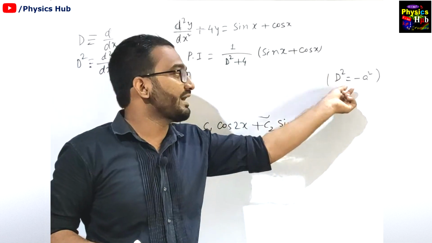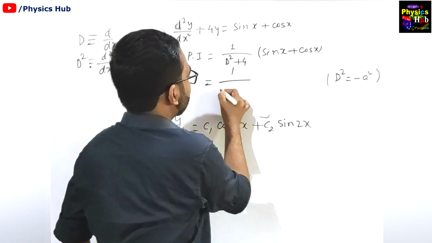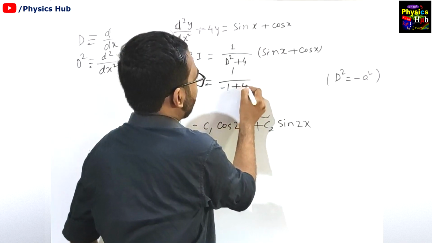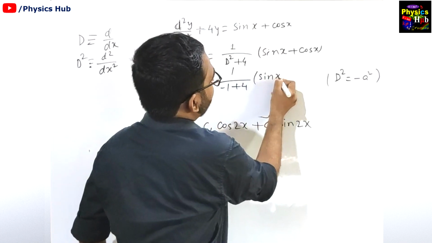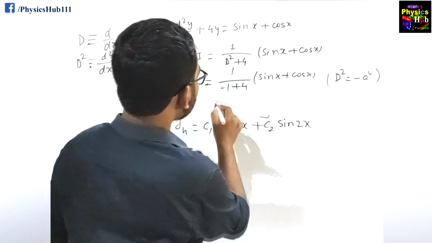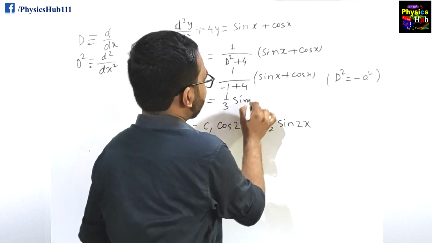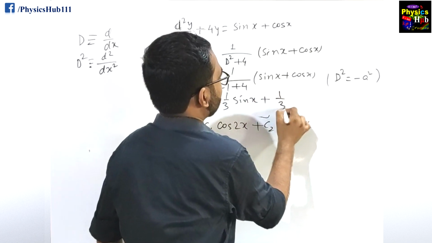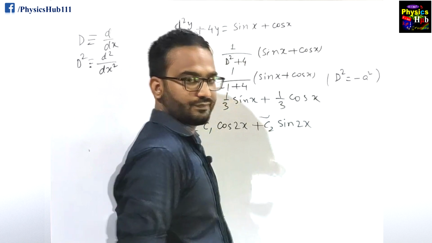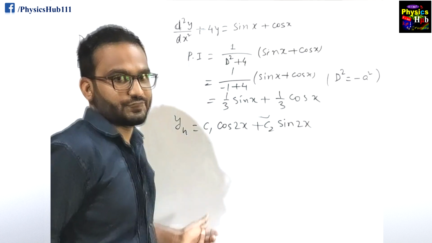It's like minus of a square. So we will write it in this way, 1 by, this will be replaced by minus 1 plus 4 sin x plus cos x. Now it is giving you 1/3 of sin x plus 1/3 of cos x. So we got both parts, the particular integral and the homogeneous part.